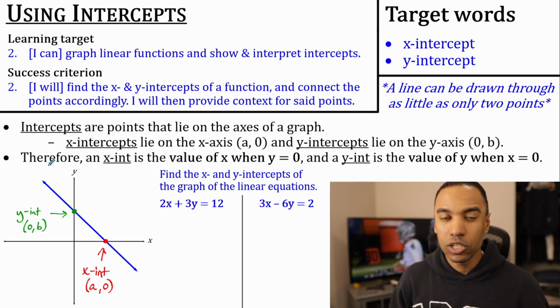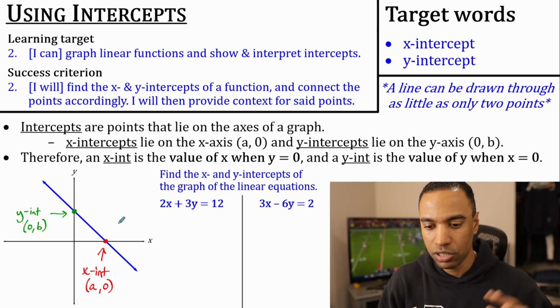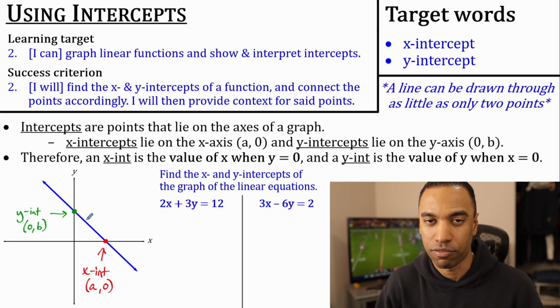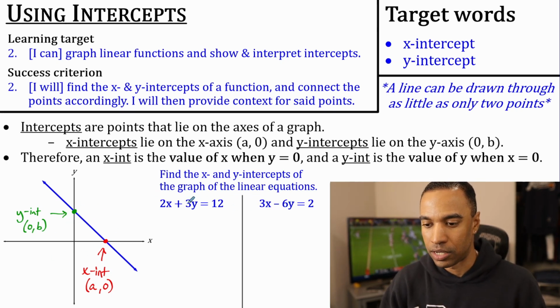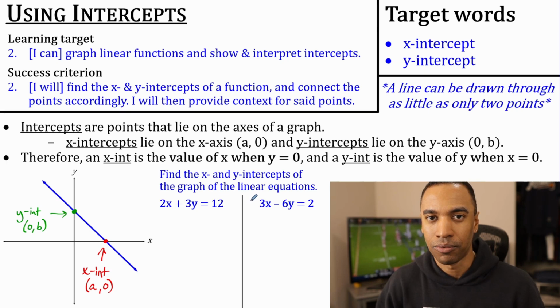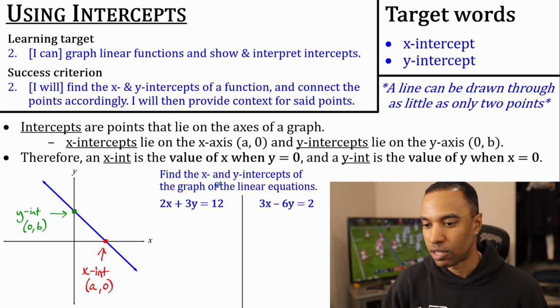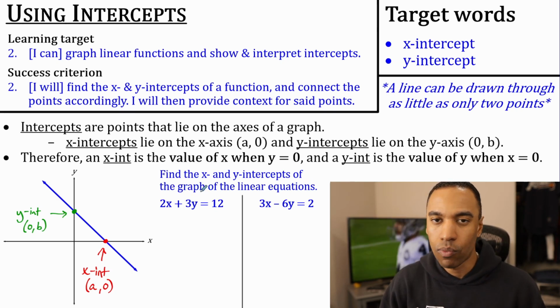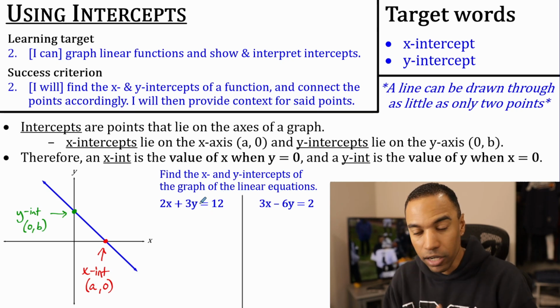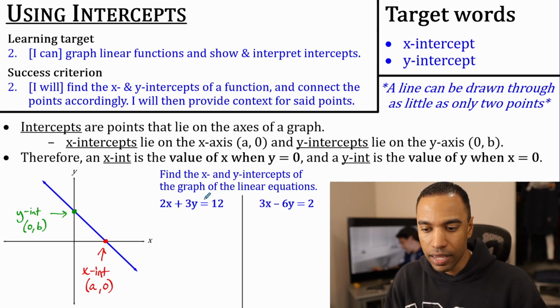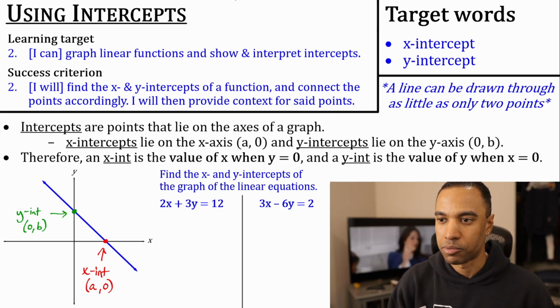Now, why does that matter? Because we're not always going to see things as graphs. This is a very generic form. I don't have an equation for you here. But here I have two equations, and I'm not going to graph them right now. We're going to look at the equations and say, find the x and y intercepts of the graph of the linear equations. That doesn't mean graph it. That means that if they were graphed, where would they land? But I'm not going to graph them. 2x plus 3y equals 12. I want to know what the x and y intercepts are.